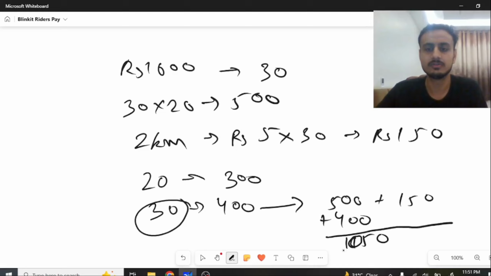So this is how a typical rate card is designed, just one example, and that is how you can talk about it during the interviews. And these are the parameters that are really important.